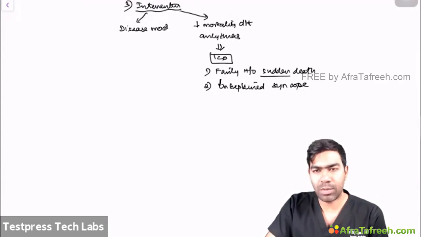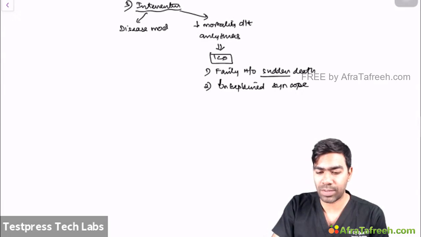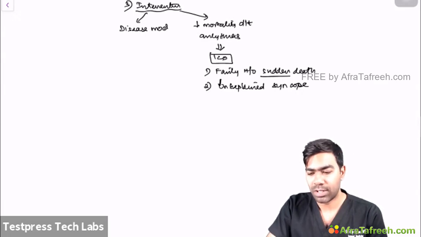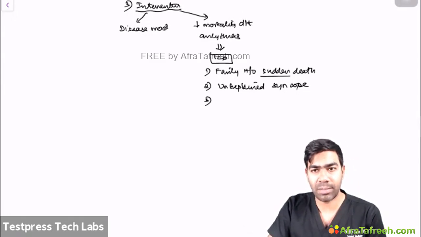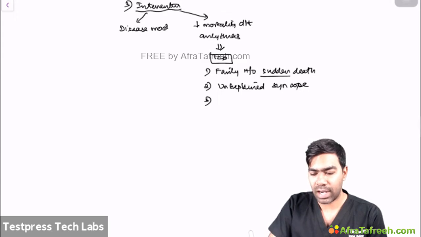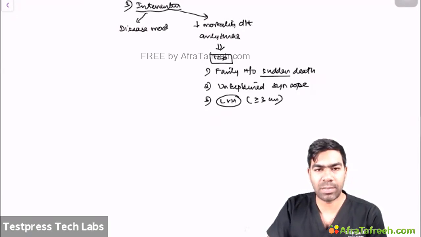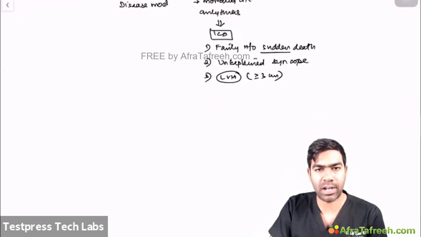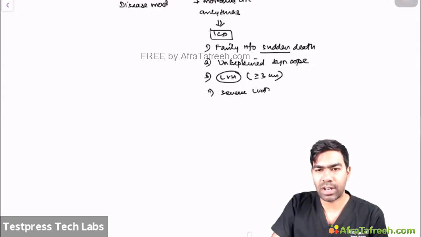So then you think about other possibilities. So family history of sudden death, definitely you have to insert. Then if the patient is having an unexplained syncope, then that means you have to definitely insert an ICD, implantable cardioverter defibrillator. And then you have LVH, especially if the thickness is more than 3 centimeter, that is 30 millimeter. In that you have to definitely implant an ICD. And severe LVOT obstruction.